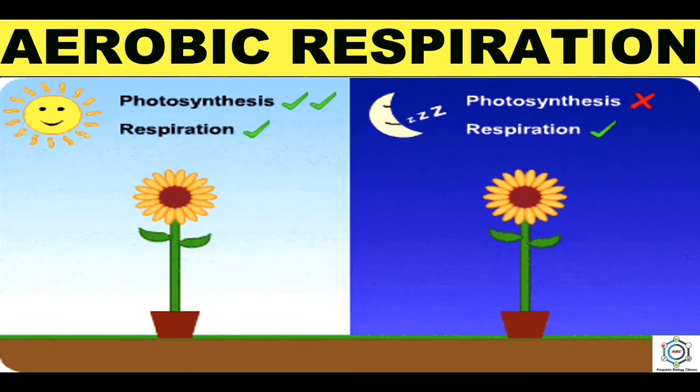So this energy is 686 kilocalorie or 2870 kilojoule. So this energy is released per molecule of glucose. Kilocalorie is equal to 1000 calories, and the kilocalorie is the amount of heat required to raise the temperature of 1 kilogram of water by 1 degree centigrade. Now calorie is intended to be replaced by joule.